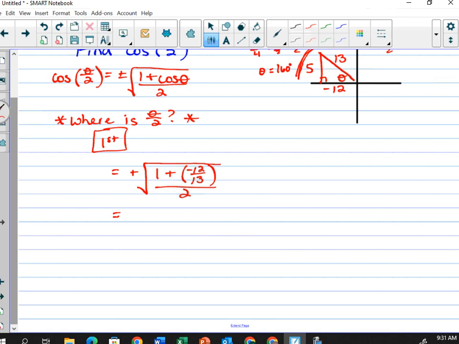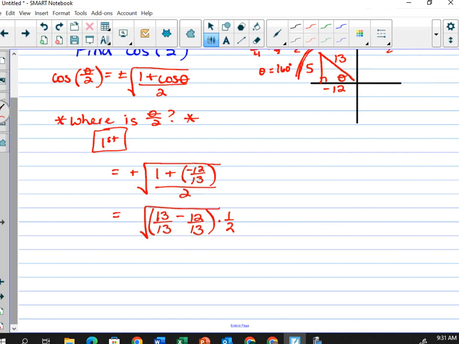So, just simplifying here, this is going to be 13 over 13 minus 12 over 13, and then divided by 2. Are we okay with times 1/2? Can I just do that? Yes. How did you get the negative 12 over 13? I looked at my triangle.